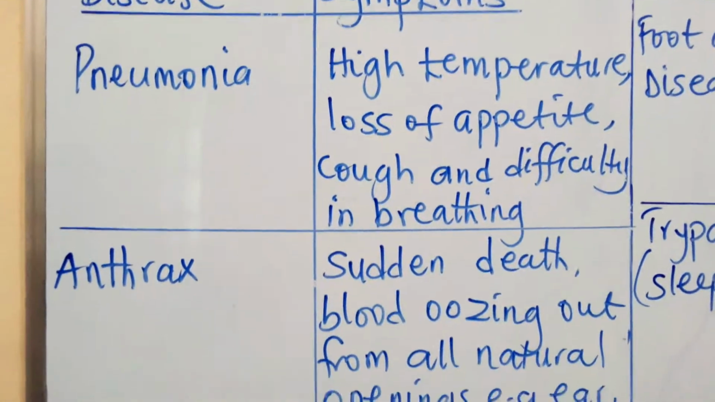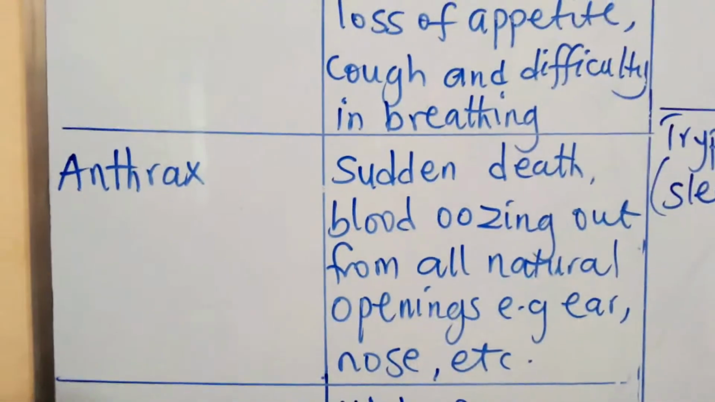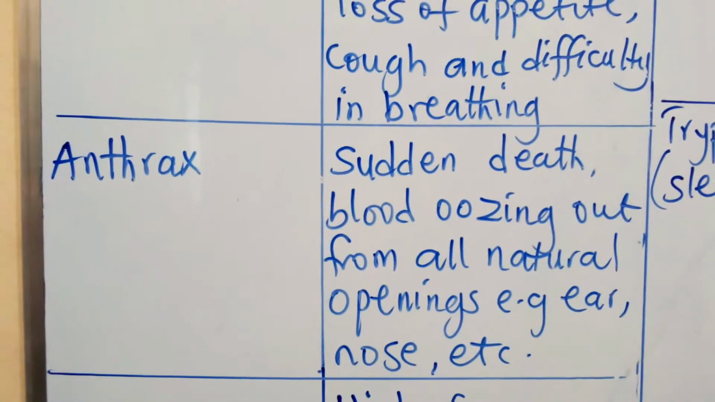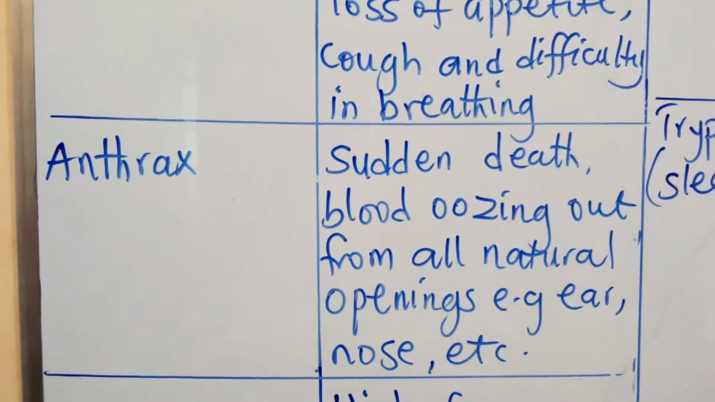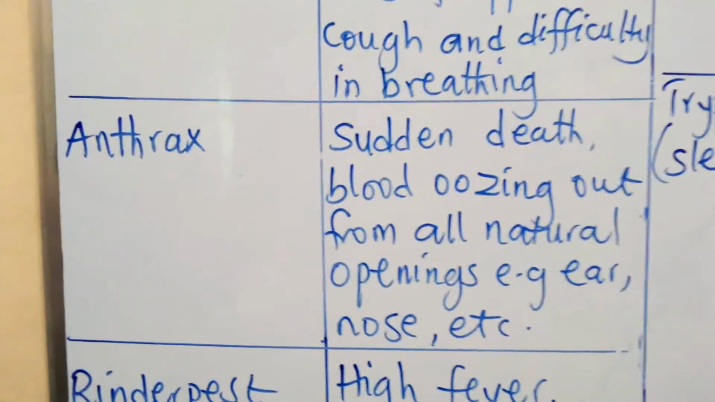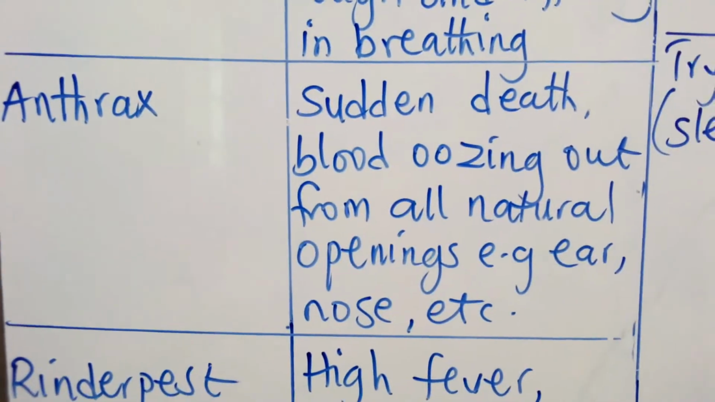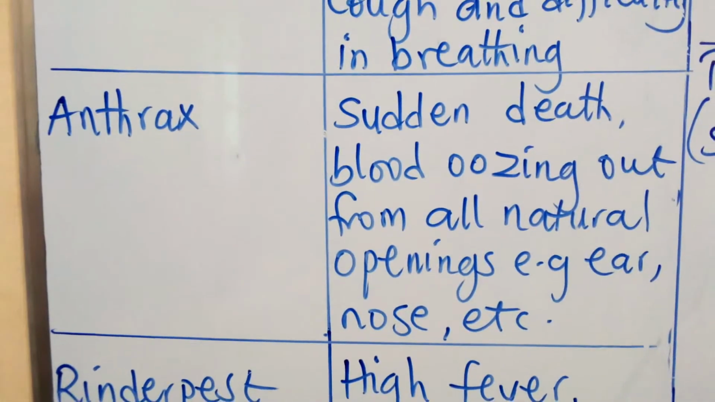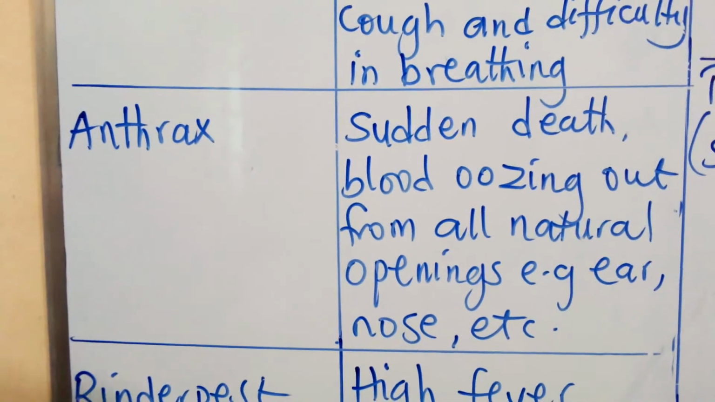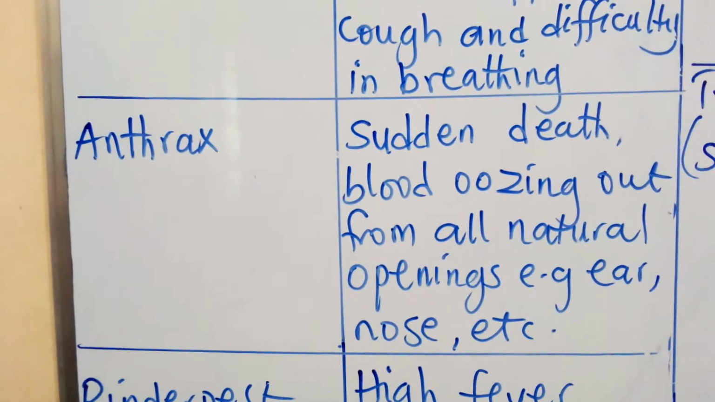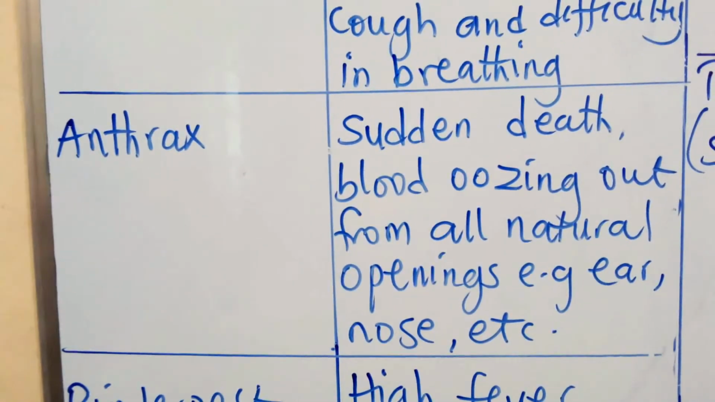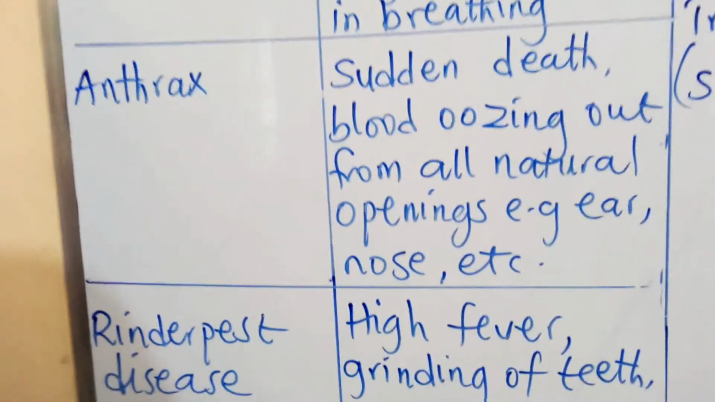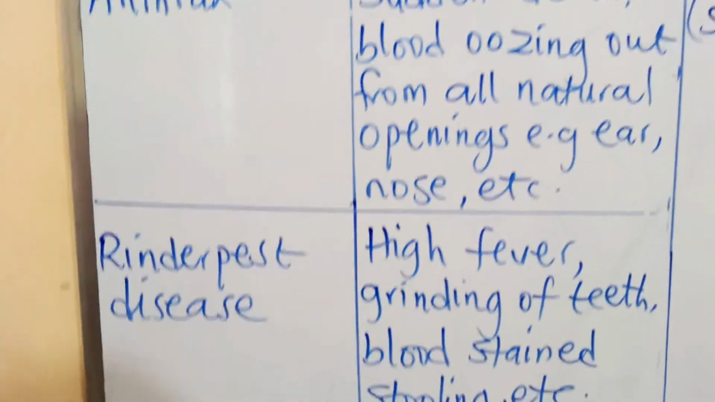Then the next one is anthrax. Anthrax, sudden death. Maybe you have a poultry farm, and waking up in the morning as you step into the farm, you see some dead animals on the floor. It is an indication that they have been infected with a disease called anthrax. Apart from the sudden death, we have blood oozing out from all natural openings, for example, the ears and the nose.